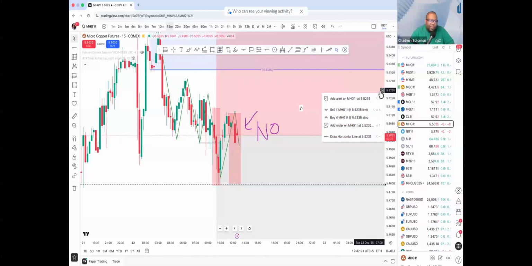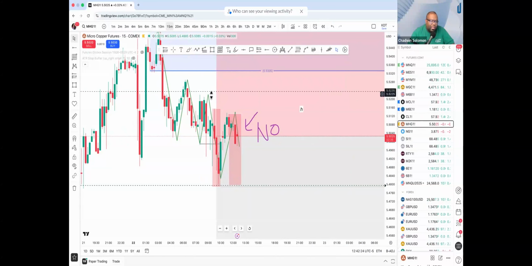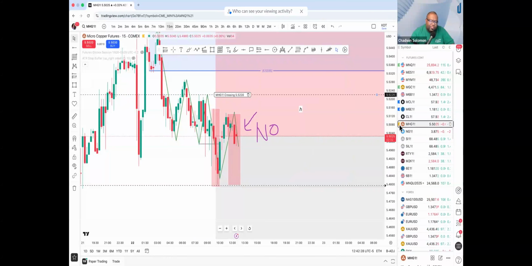I also set an alert above the controlling swing high. If it breaks that, I know that this trend is no longer valid and I can change its color. So what am I doing? I'm waiting, right? I'm waiting.